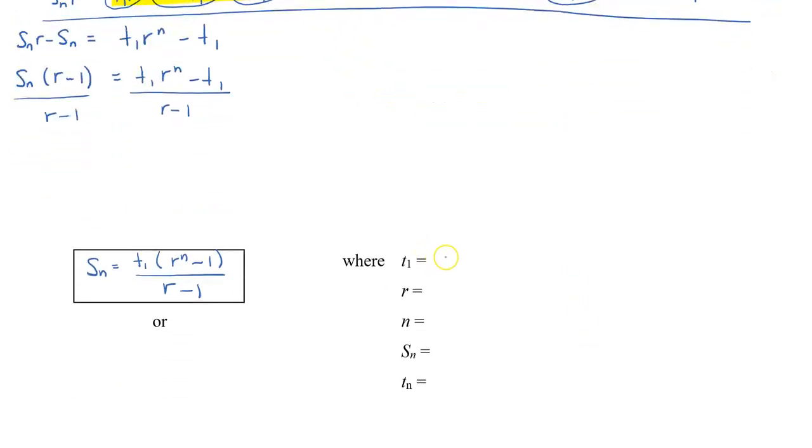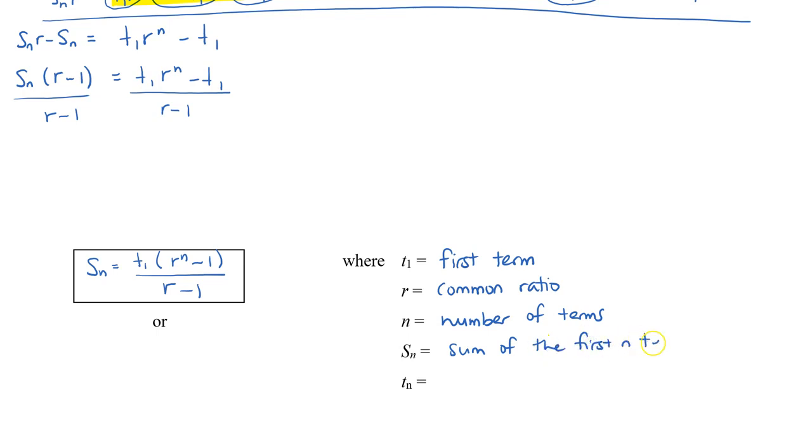We know that T1 is our first term. R is the common ratio. N is the number of terms. And Sn is the sum of the first n terms. And then Tn is our nth term.